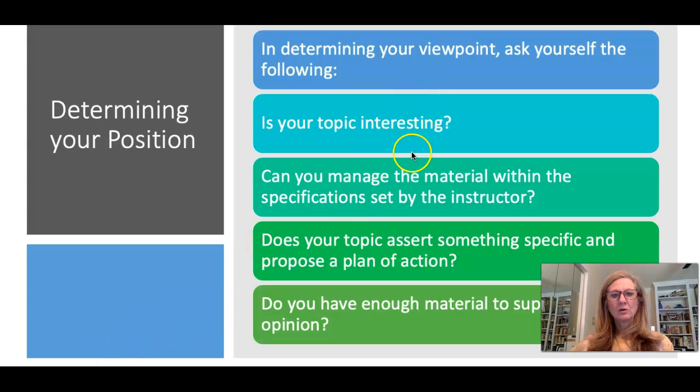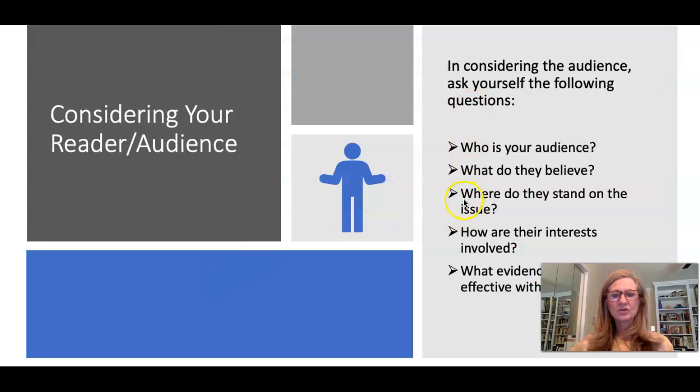So I'm going to skip over this. You can ask yourself these questions about whether it's interesting. We need to get through this. You want to ask yourself about the audience, just like you did in your second paper when you were thinking about who was viewing that advertisement. In this third paper, you want to ask yourself, who's reading your paper? Who's your audience? What do they believe?